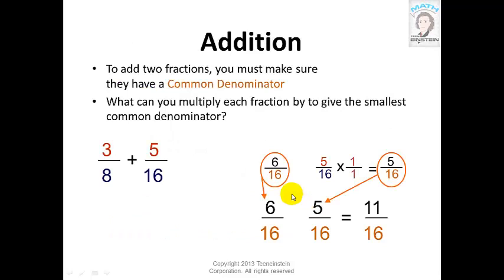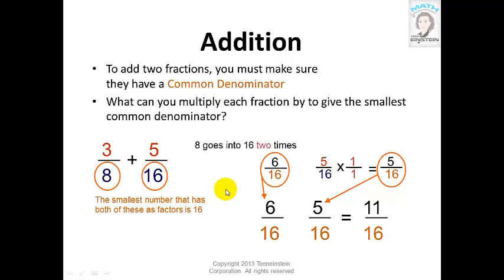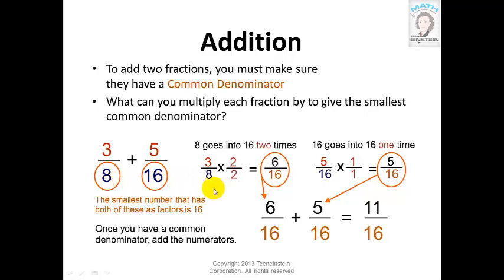For example, in this problem here, 3 over 8 is written as 6 over 16, multiply by 2, here also multiply by 2. 8 goes into 16 2 times. So we get like this, both having the same denominator now. Now adding, you get 11 over 16. Okay. So both denominators must be the same. Equate both the denominators, then add the numerators. Once you have a common denominator, add the numerators, right?